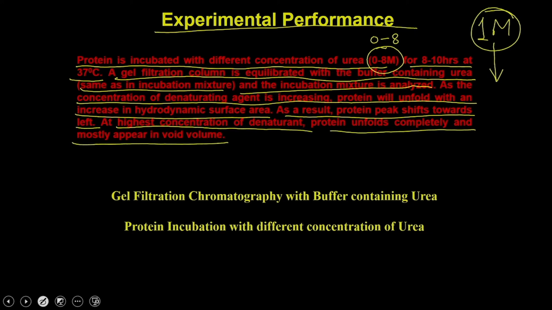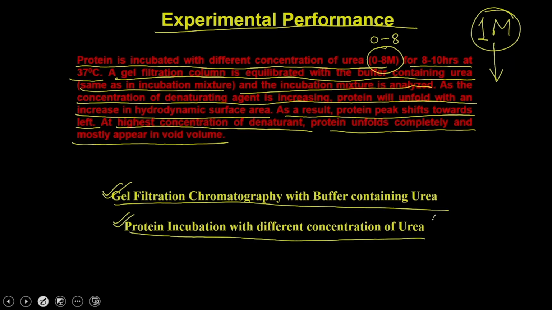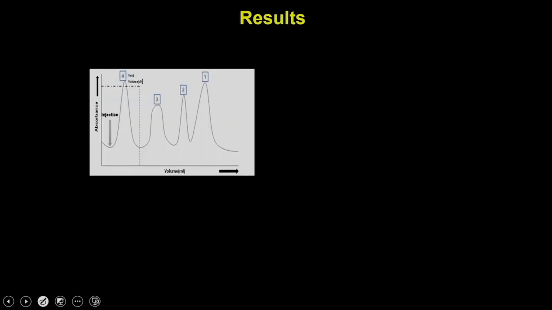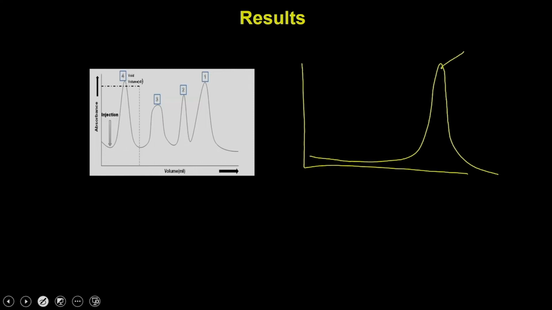So, what you are supposed to do? You are going to do a gel filtration chromatography with the buffer containing urea, and you also have to incubate your protein with different concentrations of urea, which means from 0 to 8 molar urea, here also 0 to 8 molar urea. Now, how will the results come? The results will come like this, where you are initially going to see a peak of the native conformation. Now, this is at 0 molar urea.